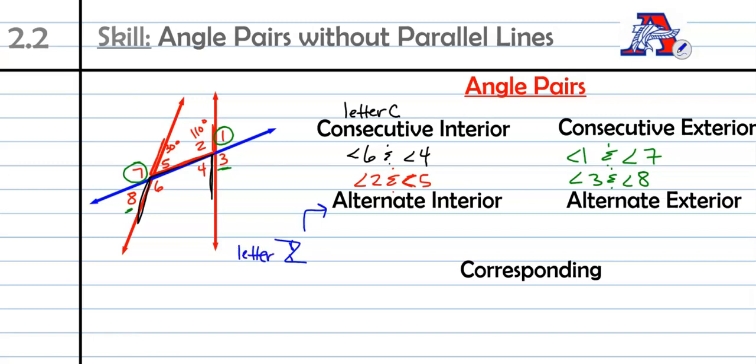Alternate interior is the letter Z. So I'm going to grab a different color here and I'm going to find a Z. Let's see, here's a Z right there. There's a Z. So angle 5 and angle 4.